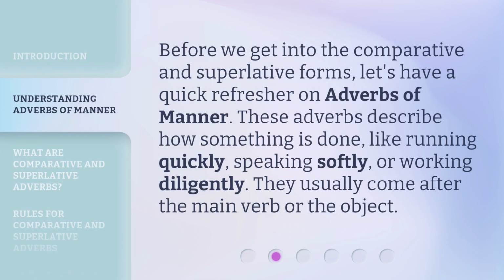Before we get into the comparative and superlative forms, let's have a quick refresher on adverbs of manner. These adverbs describe how something is done, like running quickly, speaking softly, or working diligently. They usually come after the main verb or the object.